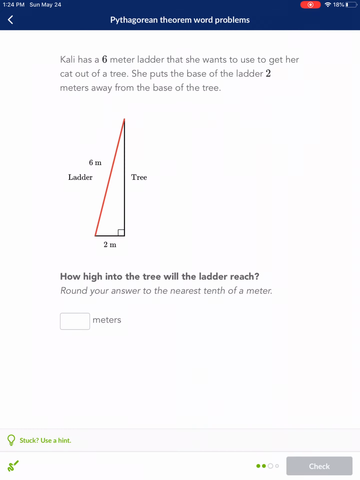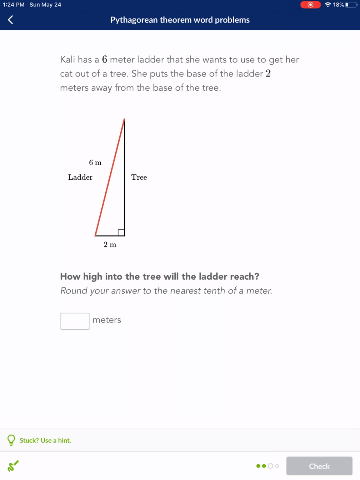All right, and then we'll solve this one as well because this one gave us a picture. So let's see how this is different. Callie has a 6-meter ladder she wants to use to get her cat out of a tree. She puts the base of the ladder 2 meters away from the base of the tree. How high up will the ladder reach?